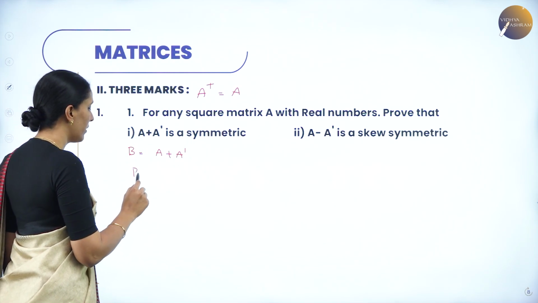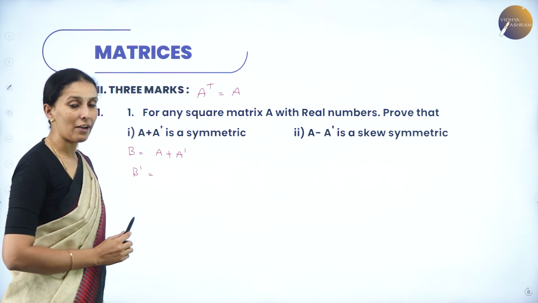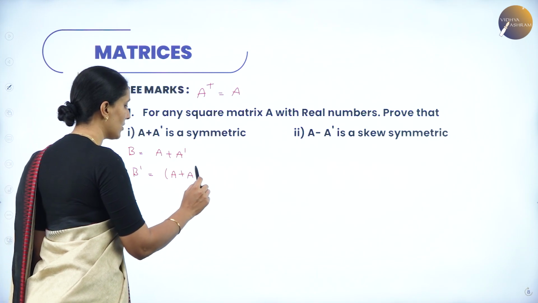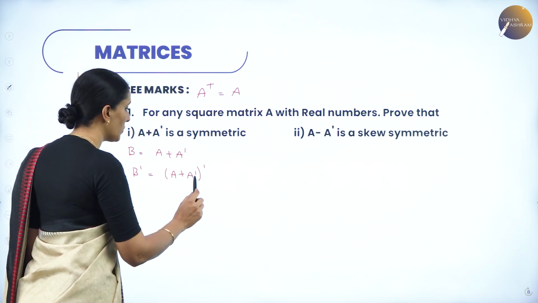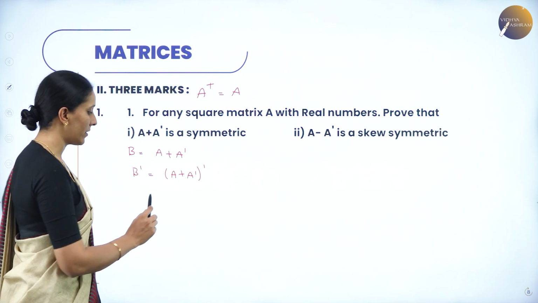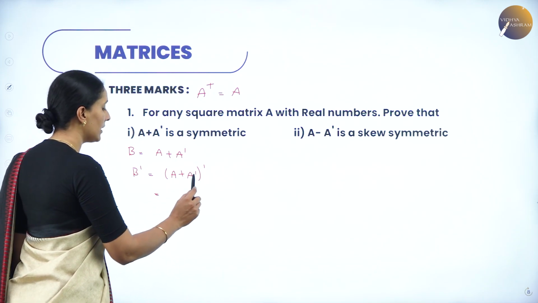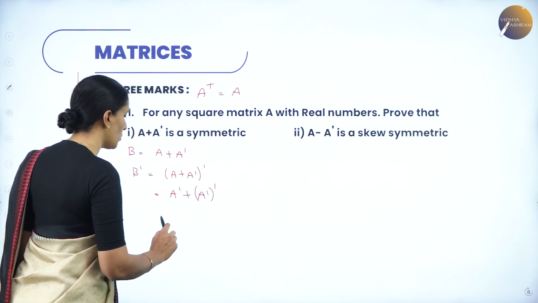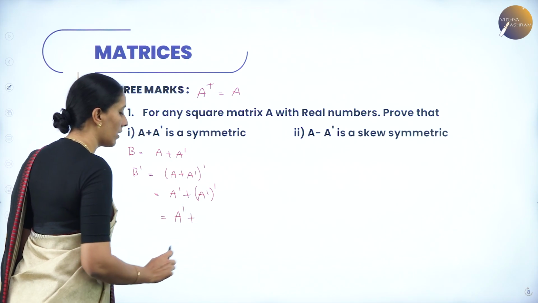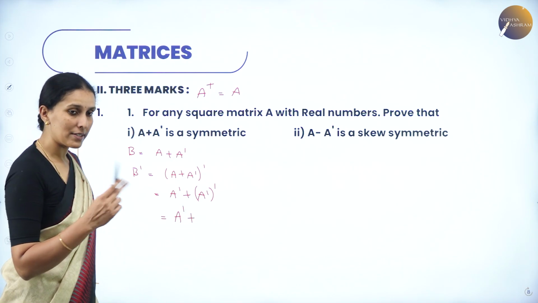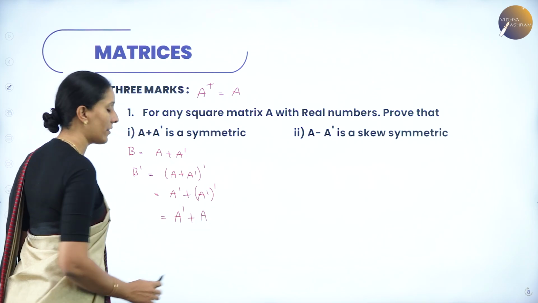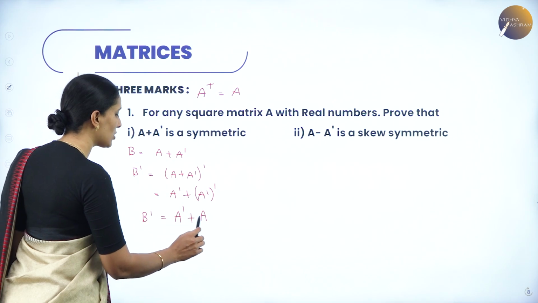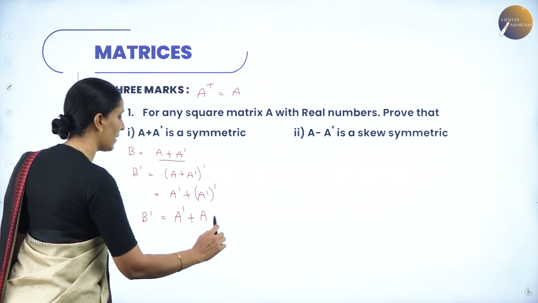Let me take the transpose on both the left hand side as well as the right hand side. So here I'll get (A plus A dash) whole dash. Using the properties of symmetric matrices and transpose of matrices, I can write (A dash plus A dash) whole dash. We know that transposing the same matrix twice gives you the matrix itself, that is A, so which is B dash. So what is A dash plus A? A dash plus A is nothing but B.